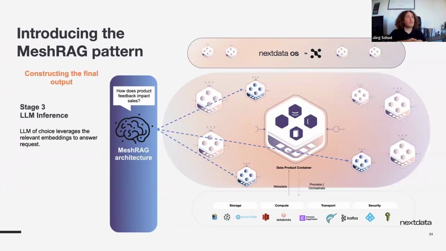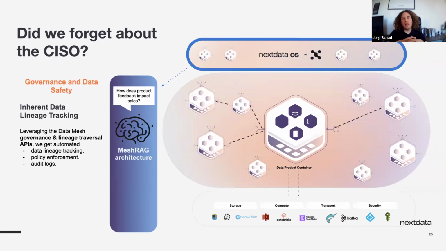And then we are pretty much in a normal pattern. We do the LLM inference, meaning our LLM together with all those embeddings leverages them to come up with the best output for our task or for our question. In short, these are the steps in our MeshRAG architecture, in our MeshRAG usage pattern here. And there's one bonus, right?